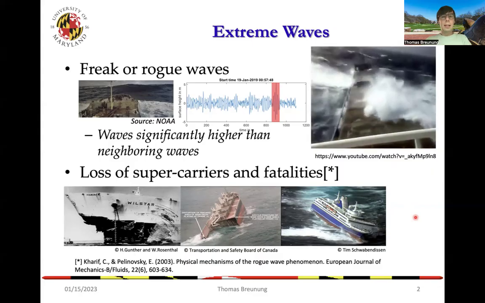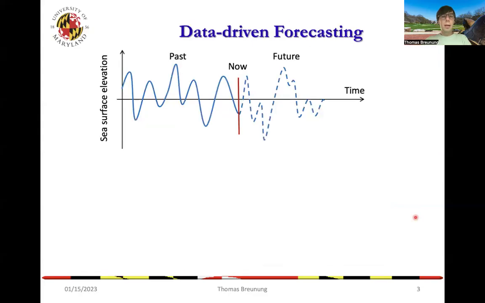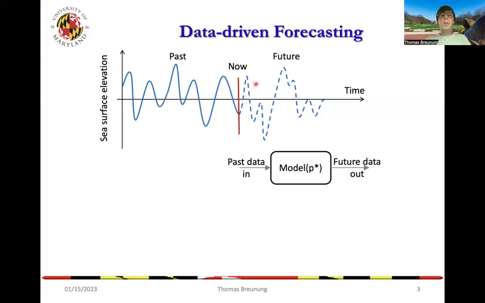In the following, we will take a data-driven route to forecast extreme waves. Essentially, we want to come up with a model which takes in past sea surface elevations, past wave data, and forecasts future sea surface elevation. So this is my model: we take past data in and we produce future data, a forecast. No matter how you twist and turn the problem of data-driven forecasting, we need data.